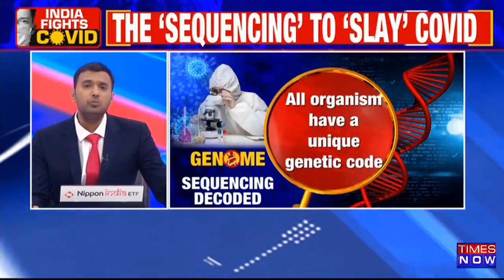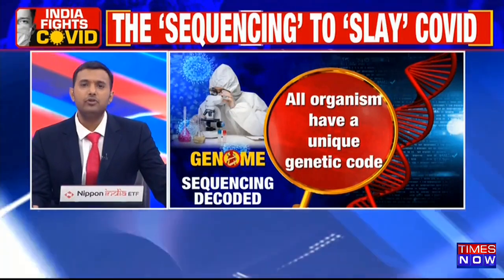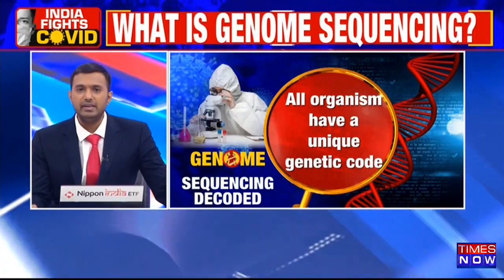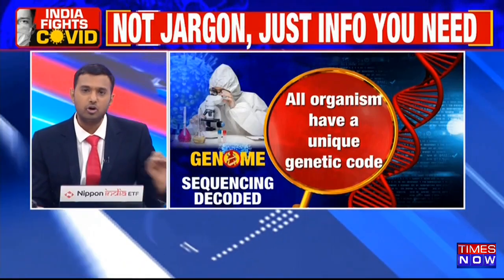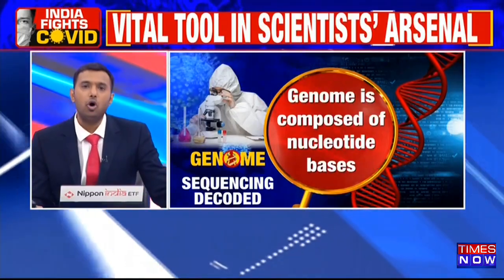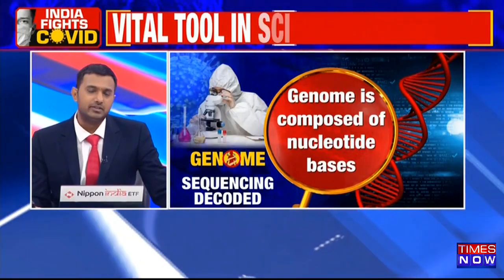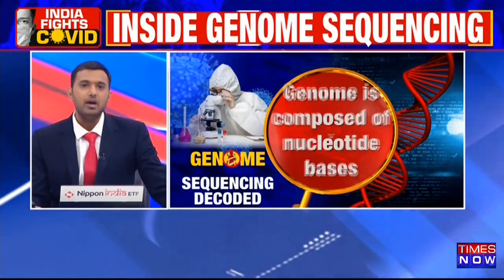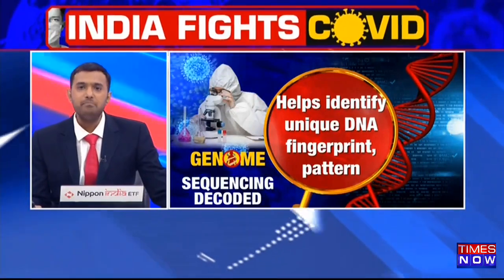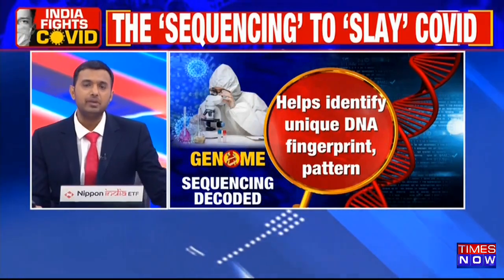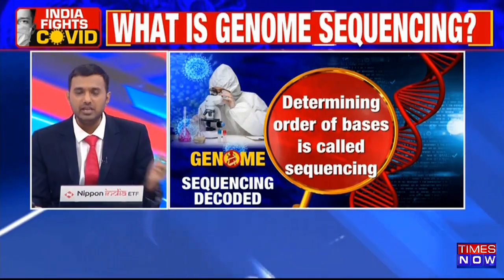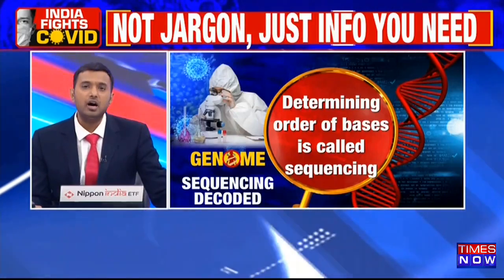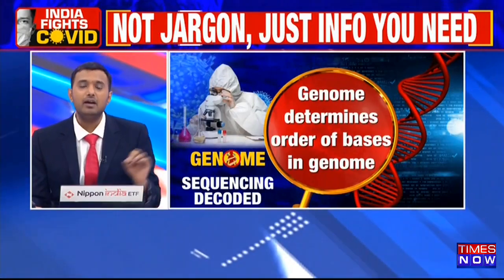The Health Ministry has instructed state authorities to step up genome sequencing of COVID cases in view of a sudden spurt in COVID-19 cases in China and other parts of the world. All organisms have a unique genetic code. The genome is composed of the nucleotide bases. This helps identify unique DNA fingerprints and patterns which help determine the order of bases, and that's exactly what's called genome sequencing in layman terms. It determines the order of the bases in a particular genome.